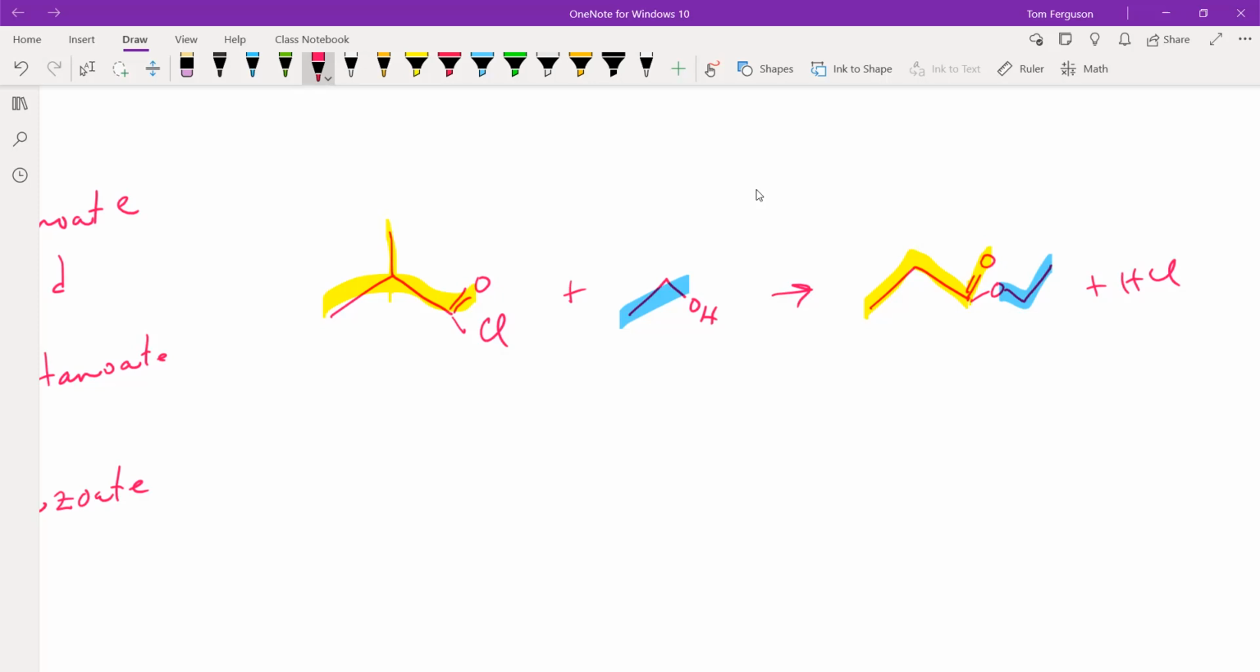Okay, so how will we name these guys? Well, this would be ethanol. Acid chlorides are named a bunch of different things. We're not going to worry about naming the acid chloride in this class.